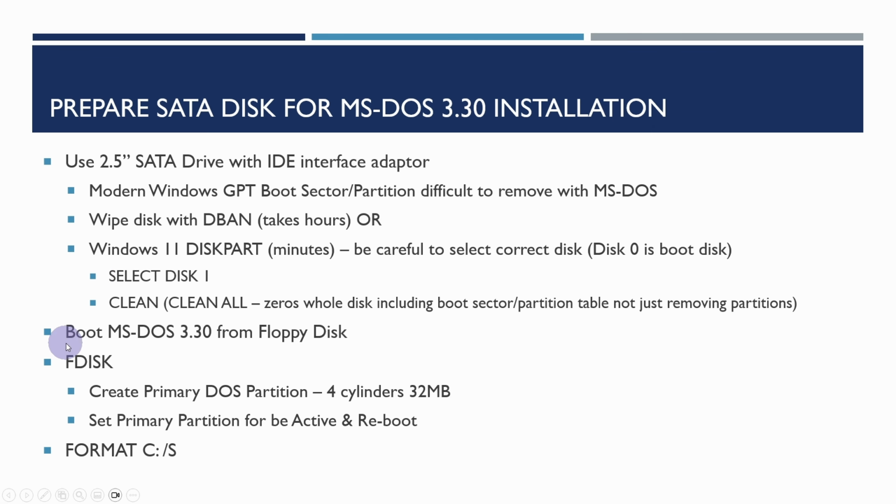What we're going to do now is to boot MS-DOS 3.30 from floppy disk. We're going to use the fdisk utility, create a primary DOS partition. It will only be about 4 cylinders, that's about 32 megabytes. We're going to set it to be the primary partition to be active and also reboot, and then we'll do a format C: /S, and that should copy the basic MS-DOS files needed to boot off the C drive.